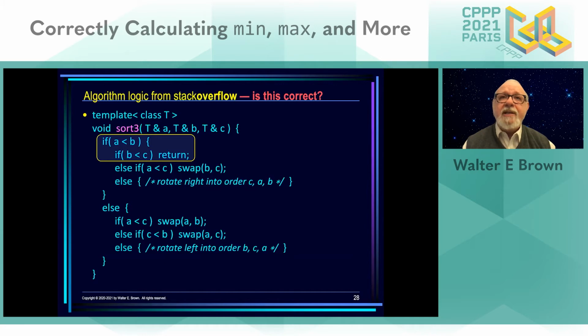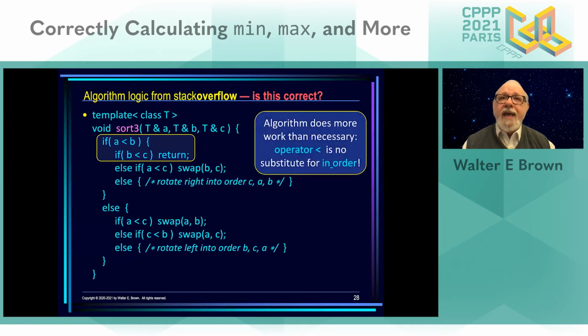This algorithm does not properly handle that case because every other case, the remaining 5, does some work. It either does a sum swap or some half swaps to do a rotate. So my claim is that this algorithm does strictly more work than necessary much of the time. The point, of course, being that operator less than is not a substitute for an in-order predicate. If this had said in order instead of saying less than, it would have been better.